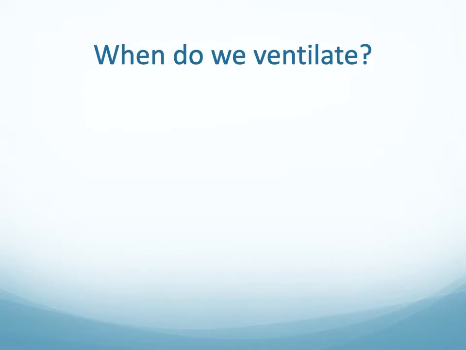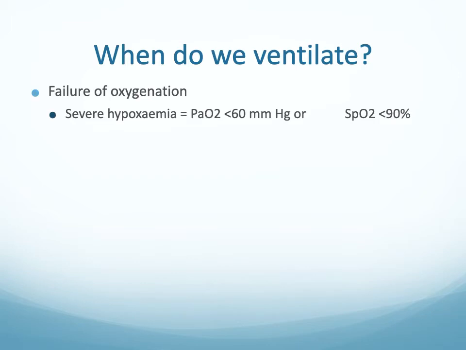Now, what are our indications for ventilation? We will need to ventilate when we have a failure of oxygenation despite oxygen supplementation. Now, failure of oxygenation is called hypoxemia. Hypoxemia is defined as having a partial pressure of arterial oxygen that's less than 80 millimeters of mercury, or an SpO2 less than 95%. Severe hypoxemia is when the partial pressure drops below 60 millimeters of mercury, or your SpO2 is less than 90. These are indications for ventilation.